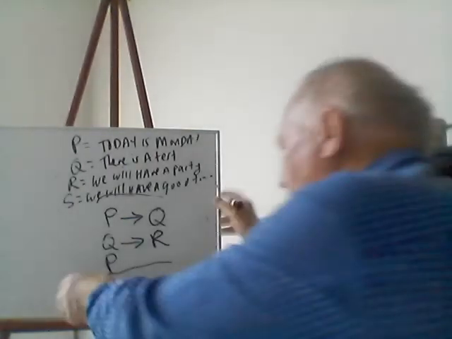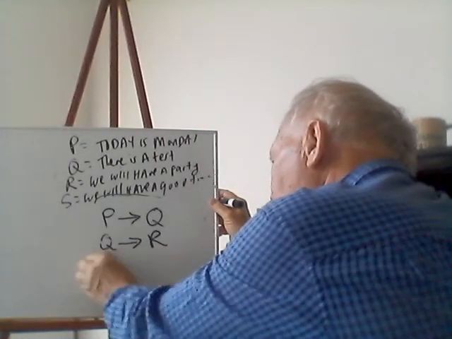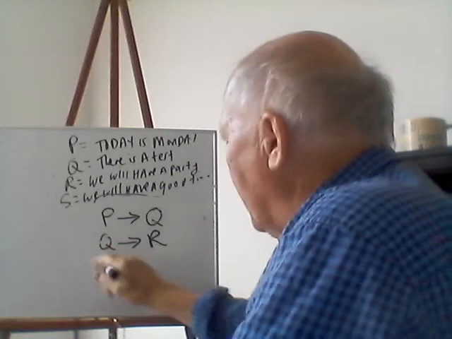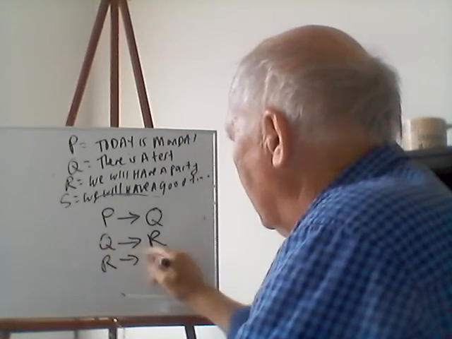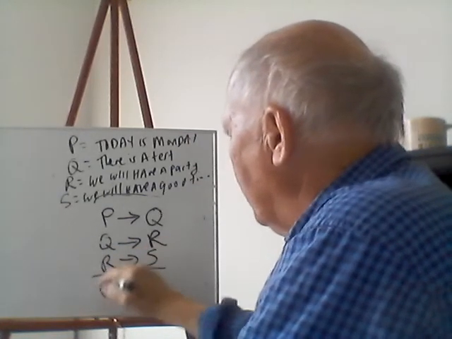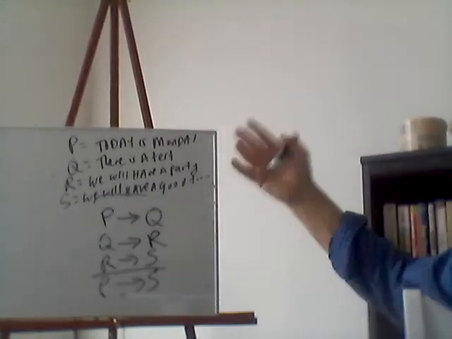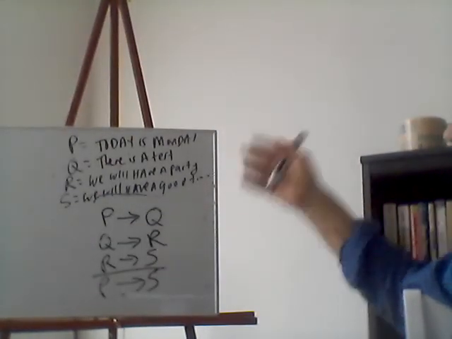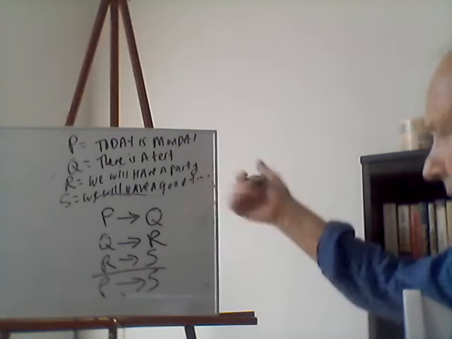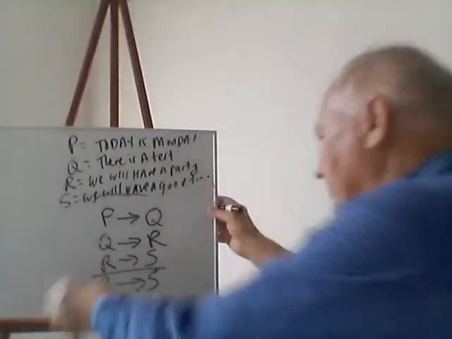I'll do one with S, because you could go on, S, T, U, it doesn't matter, but let's do if R then S. Then we could say if P then S, right? And you could go if S then T, if T then U, and so on. So that's valid. These are chain arguments.